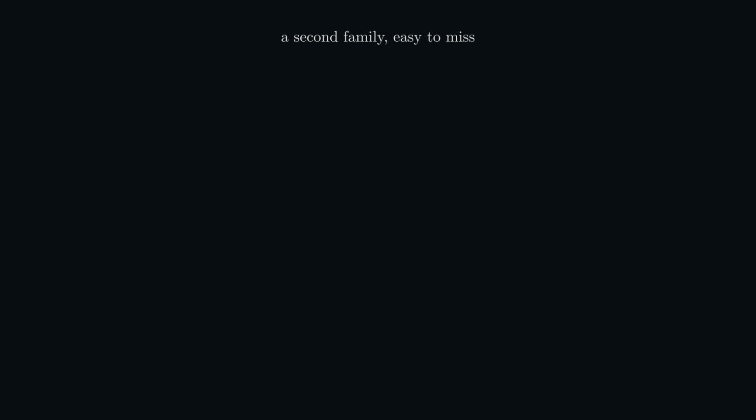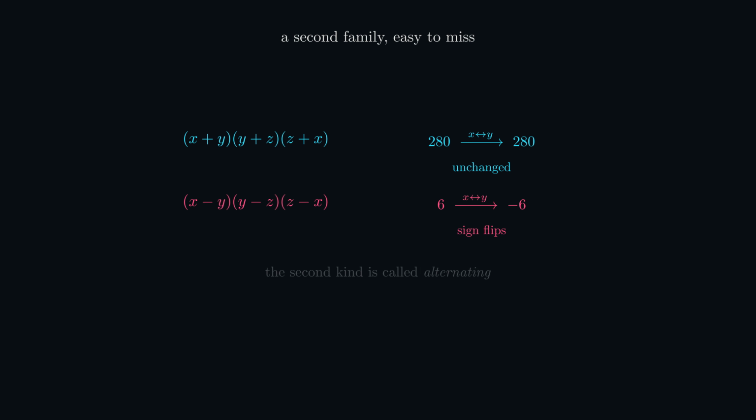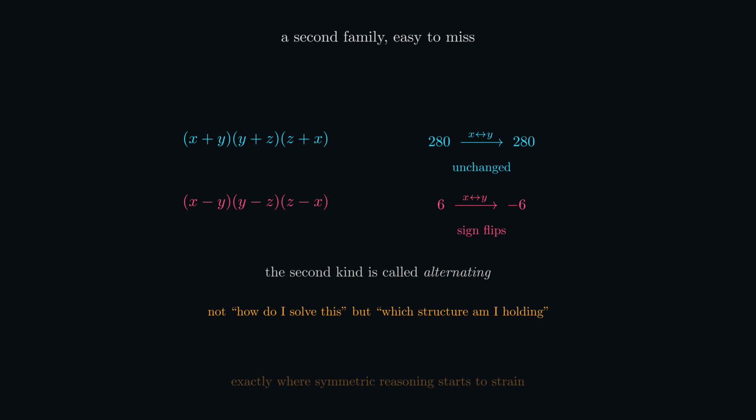One more thing worth carrying away. Symmetric expressions are the ones that survive swapping. But there is a second family, and it is easy to miss. Take x minus y times y minus z times z minus x. Swap 2 letters and it does not come back unchanged. It comes back as its own negative. Measured, the value flips from 6 to minus 6.